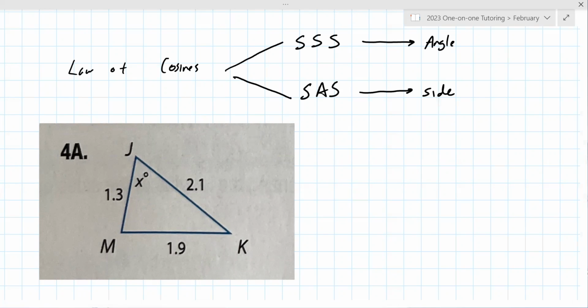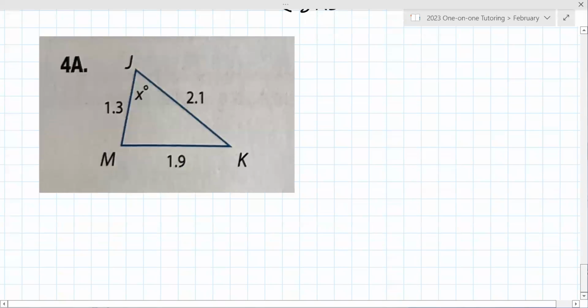Now, I think one of the things that's pretty unclear is that in your book they often give you three formulas for law of cosines, which is really confusing for students. I'm going to suggest that we label these things a little bit differently so that we have a shot here. Let's call the angle that we're trying to find C.